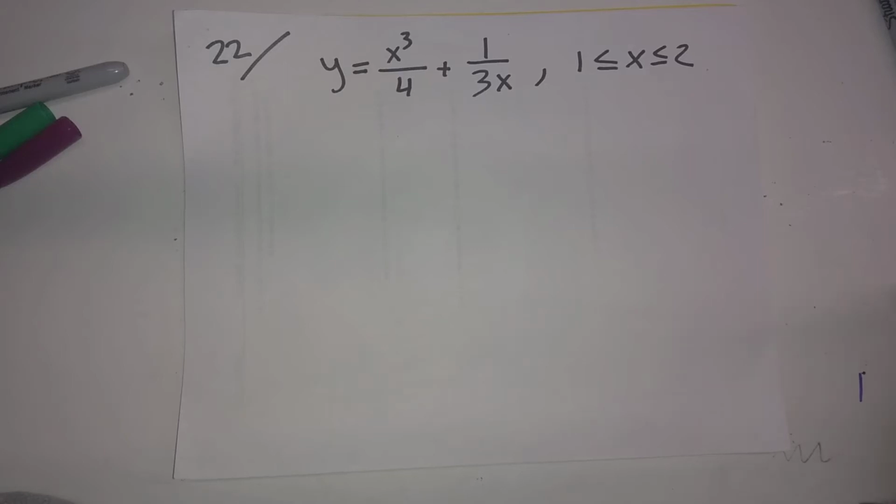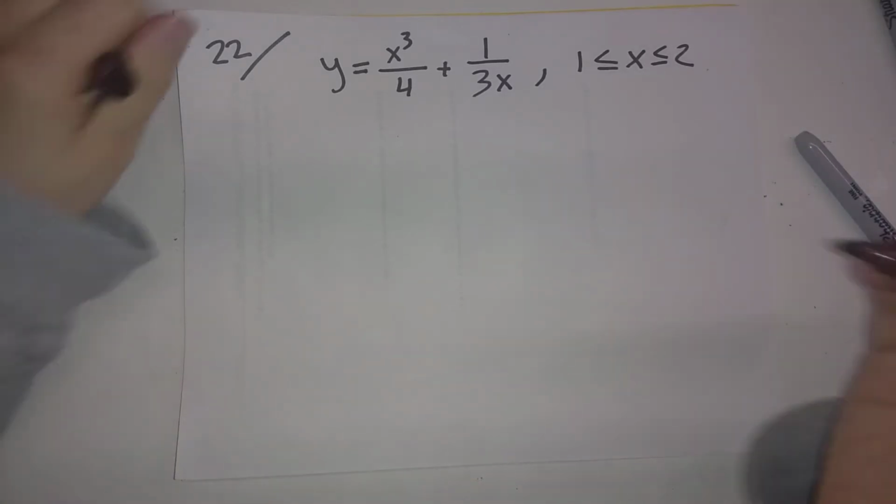Number 22, find the length of the curve y is equal to x cubed divided by 4 plus 1 over 3x, where x is running from 1 to 2. So how do we do this? We should know that we need to take the derivative.